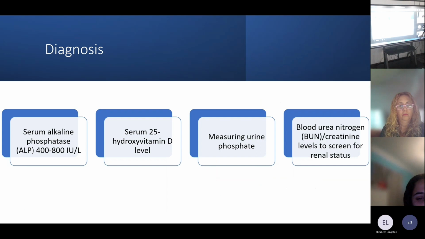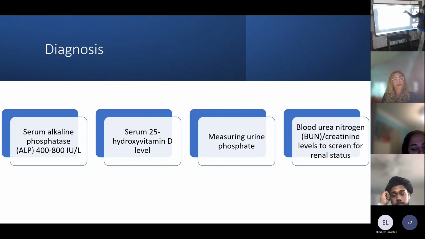And for diagnosis, we have serum alkaline phosphatase. That's common. Like you said, there's going to be a low serum phosphate level. So if they do your blood work and there's a low serum phosphate level, obviously that's a sign that you may have rickets. They also do the serum 25-hydroxy vitamin D level. Again, that leads to absorption of phosphate in the gut. That's another sign. And measuring your urine phosphate, again, with XLH you're going to be excreting phosphate in your urine. So high levels of phosphate in your urine indicate XLH, and then they're going to measure your blood urea nitrogen and creatinine levels to screen for your renal status, which is your kidney status and how they're functioning.